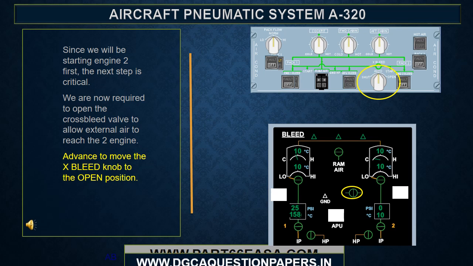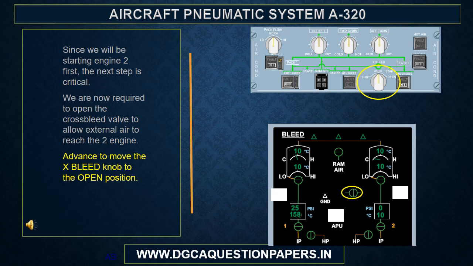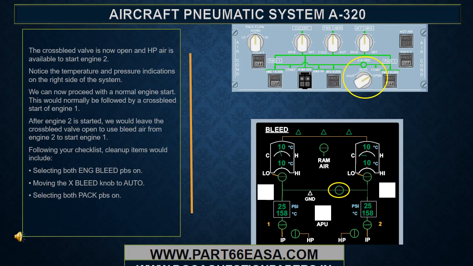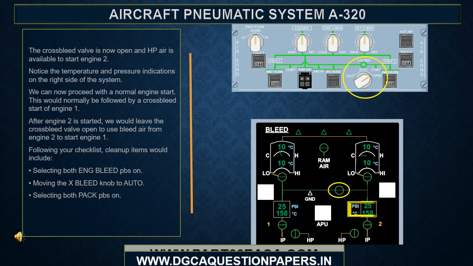Since we will be starting engine 2 first, the next step is critical. We are now required to open the cross bleed valve to allow external air to reach the number 2 engine. Advance to move the cross bleed knob to the open position. The cross bleed valve is now open and HP air is available to start engine 2. Notice the temperature and pressure indications on the right side of the system. We can now proceed with a normal engine start.